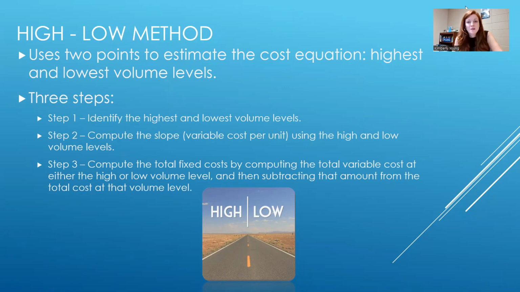But I'll tell you the first step is we are going to identify what was the highest volume level, what was the lowest volume level. So probably by months, which month did we do the most volume? Which month did we do the least amount of volume? Then we're going to find the slope. That sounds very much like economics, doesn't it? And that will help us to figure out what the variable cost per unit is. And then we are going to use either the high or low to subtract those variable costs, and the difference will be the fixed cost. So let's just go ahead and look at an example.